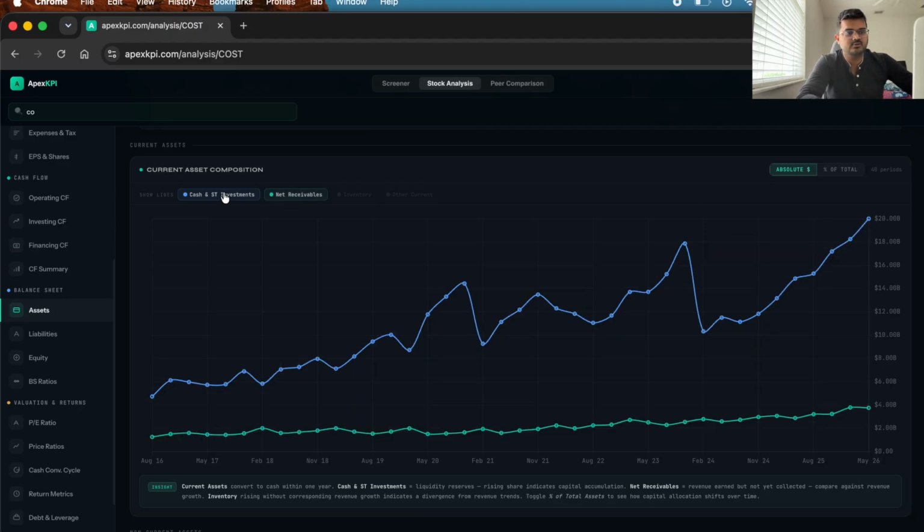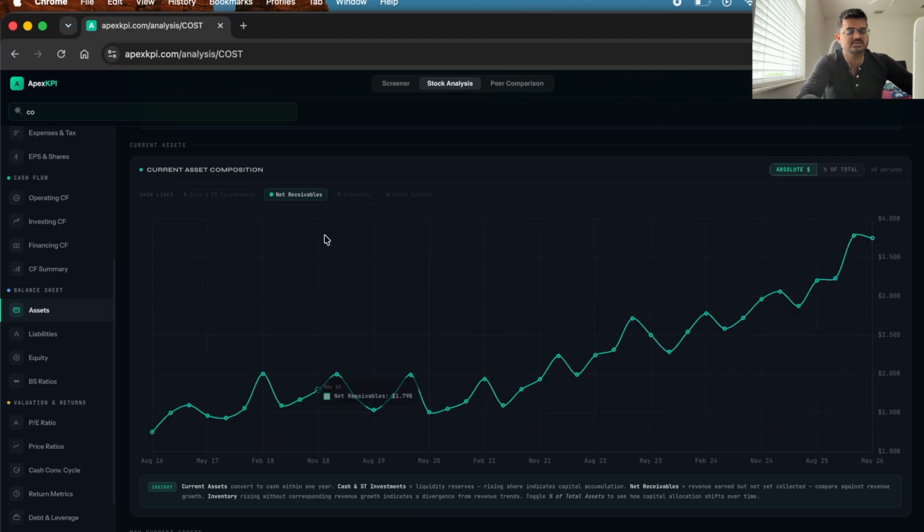So, looking at the absolute dollar terms, they are at all-time high cash and short-term investments. Next thing is net receivable. If you see the net receivable, it is also increasing. As a business grows, the net receivable will also increase. And this net receivable is the value which the customers need to pay back to Costco for the service or the products which they have got. This is also a good value. This is the second piece of information.